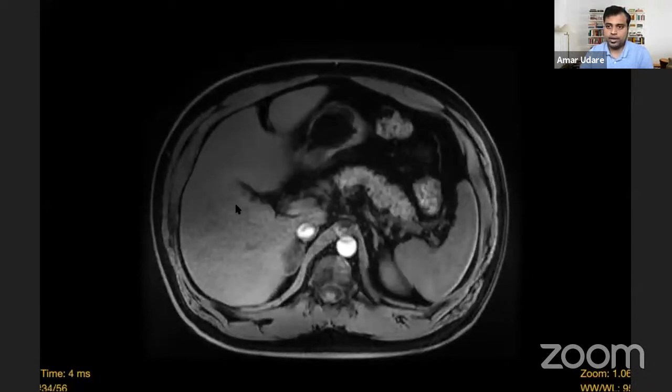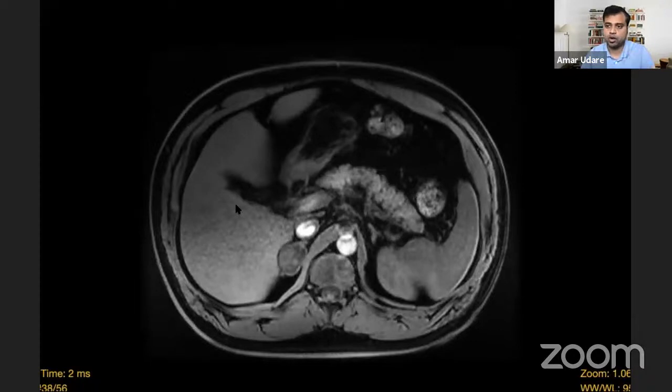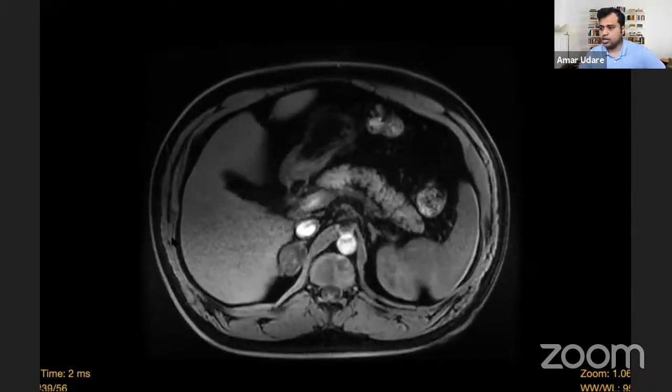adrenal lesions are very common in the general population, and in lung cancer patients, adrenals would be one of the most common sites of mets. So whenever you're reporting a lung cancer CT, make sure you comment about the adrenals, because if the patient has mets, that'll upscale the disease, and you'll cover adrenals in most of your CT thorax studies.